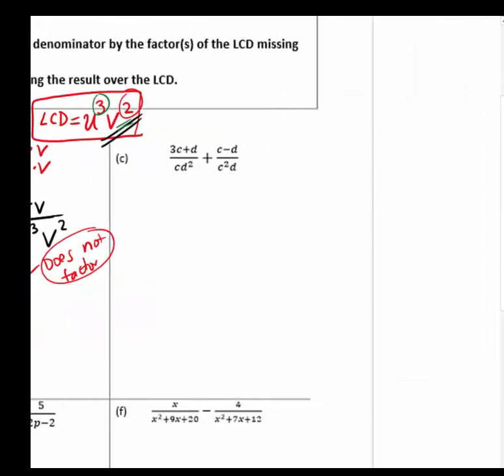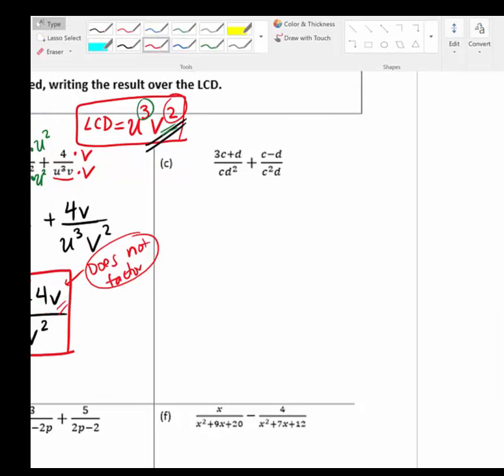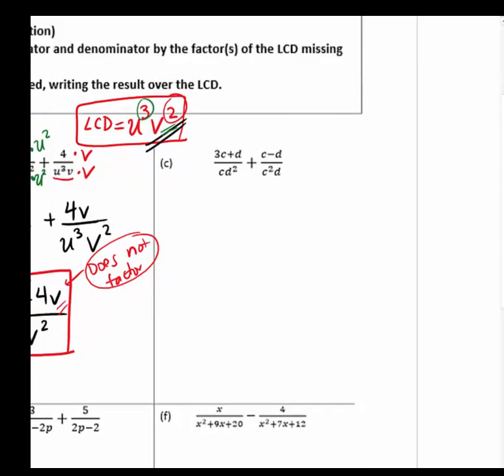Alright, let's try part C. This one looks kind of fun. So we've got 3c plus d over cd squared. It's kind of a tongue twister, huh? And then c minus d over c squared d. Oh my gosh. Well, think about the least common denominator there. And remember, you're not looking at the numerator right now. Just focus on the denominator.